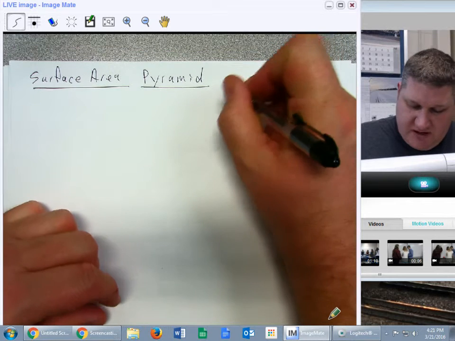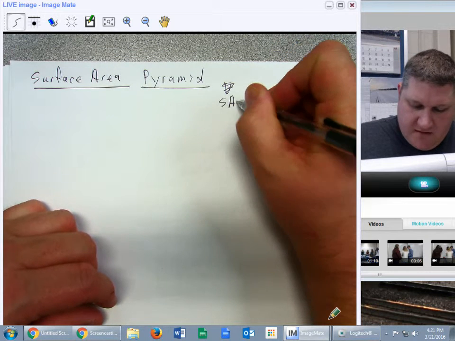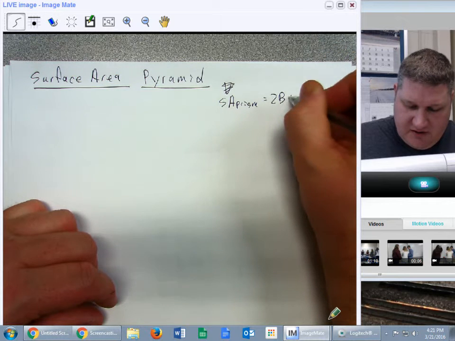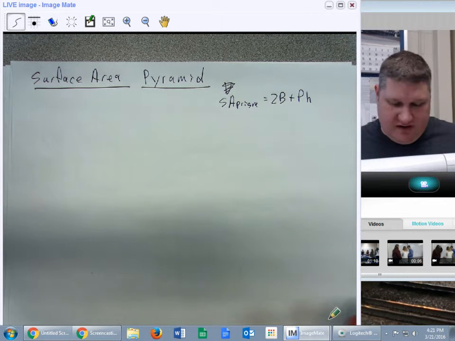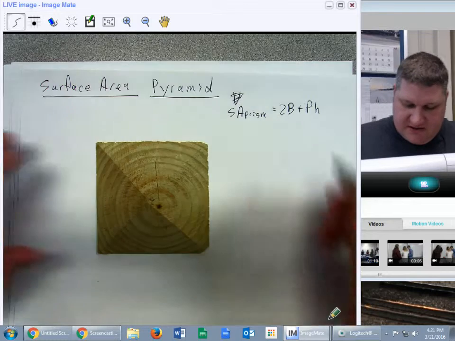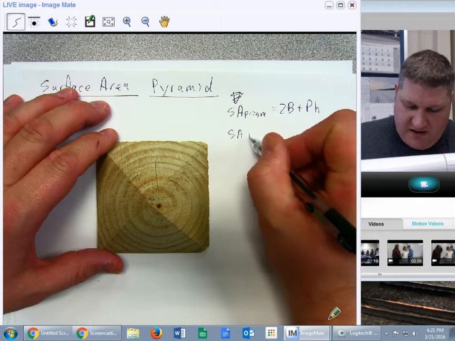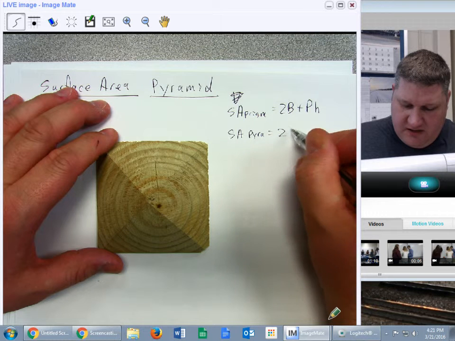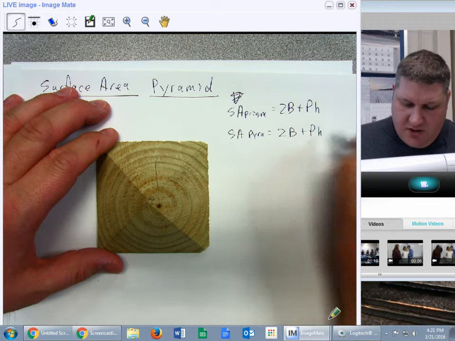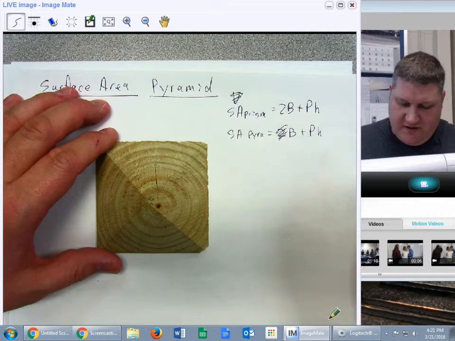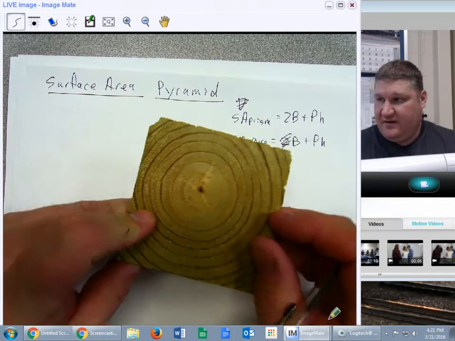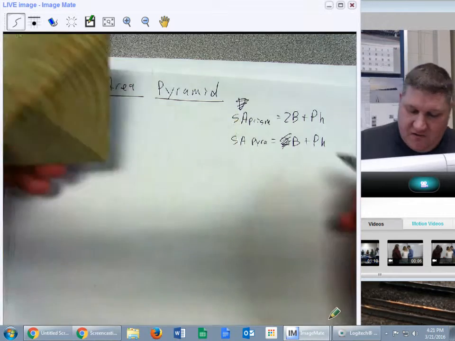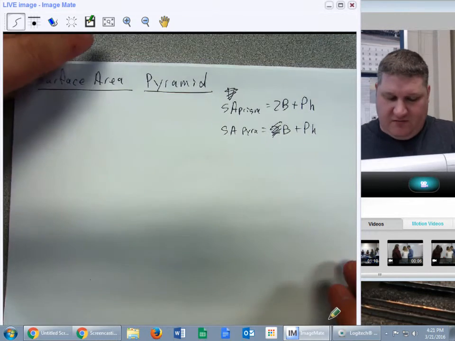So surface area, not volume, surface area of a prism is 2B plus PH. Well, that's nice, 2B plus PH. The problem is for surface area of a pyramid, I don't need 2B plus PH, because I only need one base, since there's only one base. This base is literally non-existent. It's just a point here. So I only need one base, so let's fix that right away.